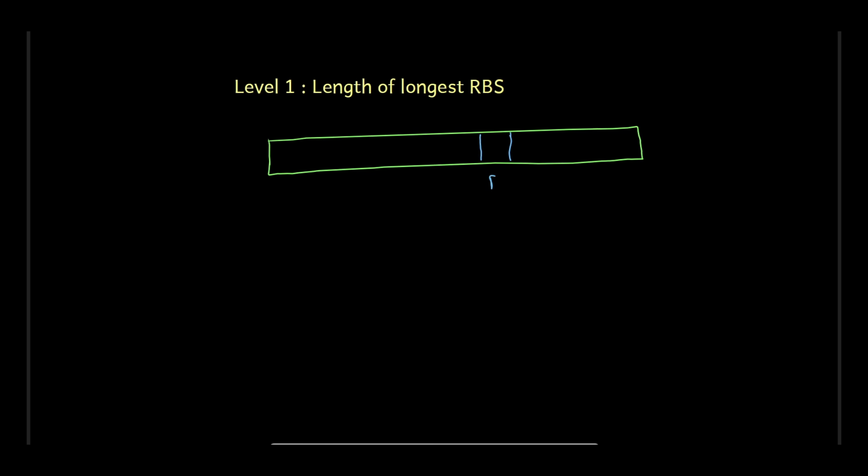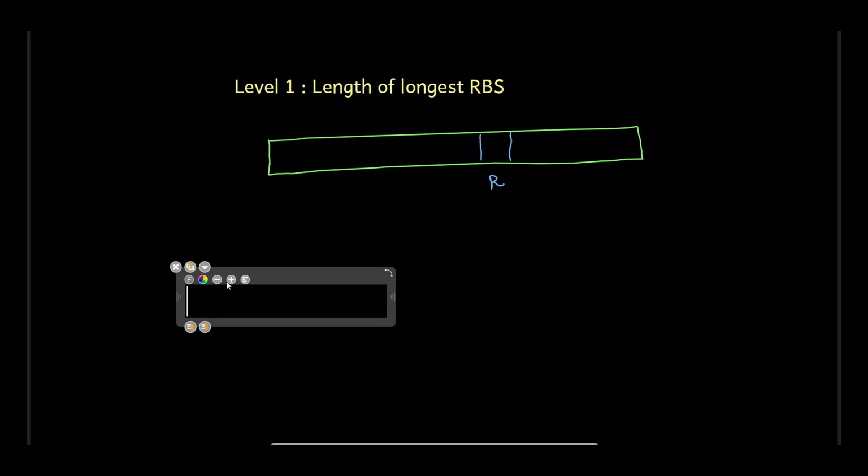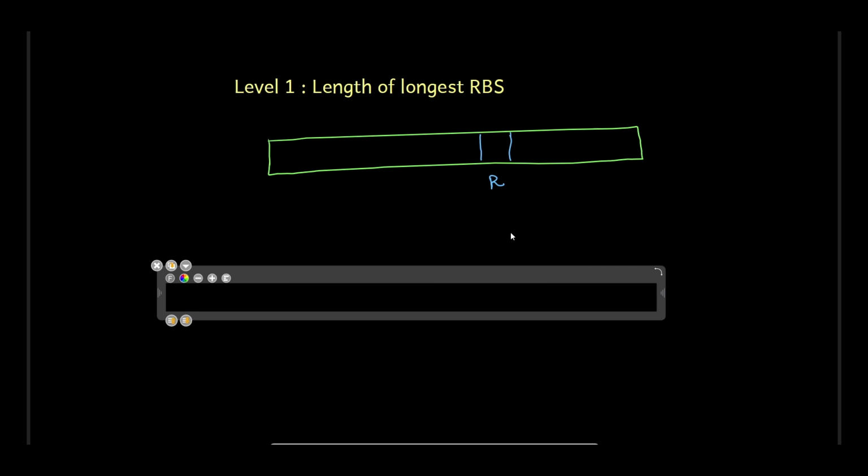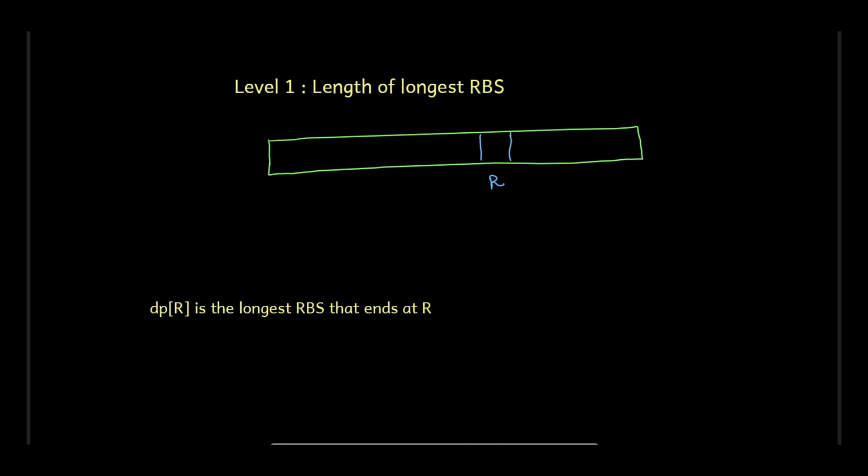And how do you do this? You fix any index R and you define your DP definition like so. You say DP of R is the longest RBS that ends at R. So if the RBS is ending at R, then you can inspect the element that is present at this location. It can either be an opening bracket, in which case this DP value would be 0, because no valid parenthesis can end here with an opening bracket. Otherwise, it is a closing bracket.